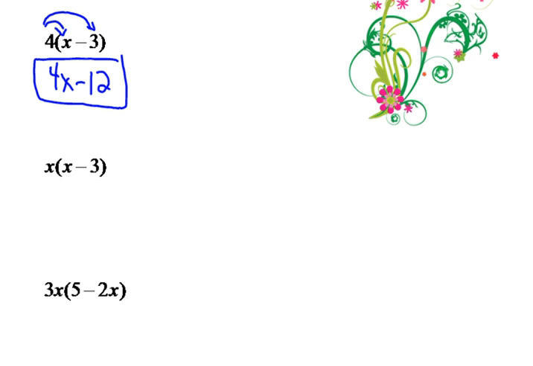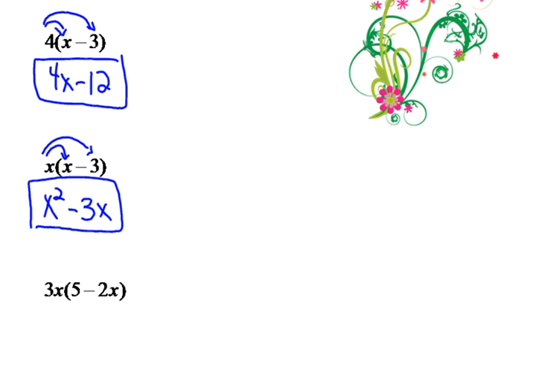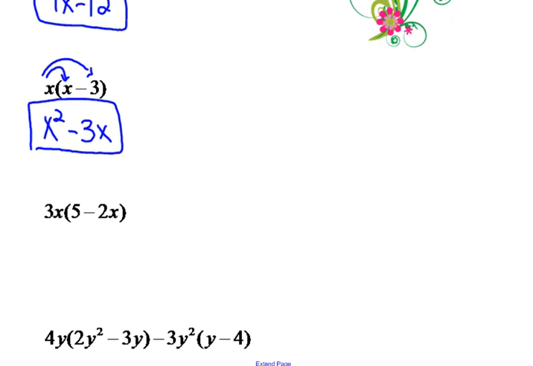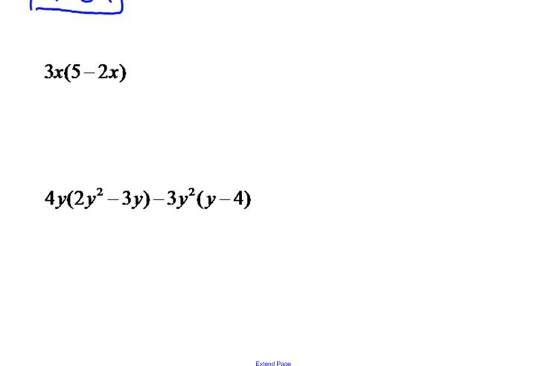When we do it with an x outside, we have to be a little more careful. X times x is x squared. And x times negative 3 is negative 3x. Again, there's no equal sign, so there's no need to solve anything. We're only distributing. They just get a little more complicated when you add more variables and more numbers.